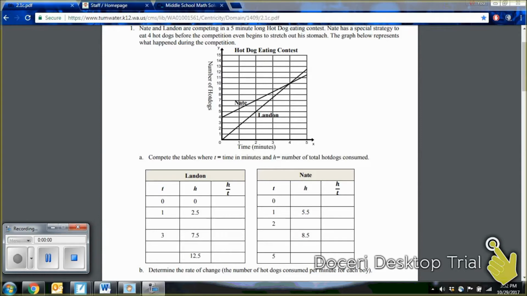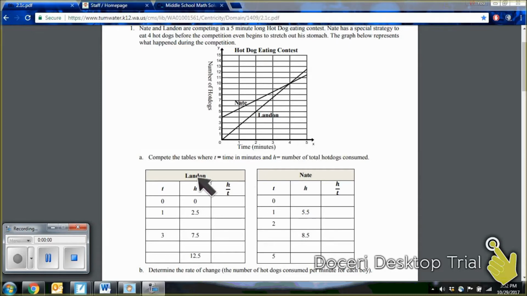So the first thing we want to look at is that we have our y-axis, okay, and our y-axis is talking about the number of hot dogs. We have our x-axis down here. The x-axis is measuring the time in minutes. So if we look, our hot dogs are going up by 1, so we're just counting by ones. Same thing with our time in minutes, counting by ones. So we'll need that information as we're using our tables here.